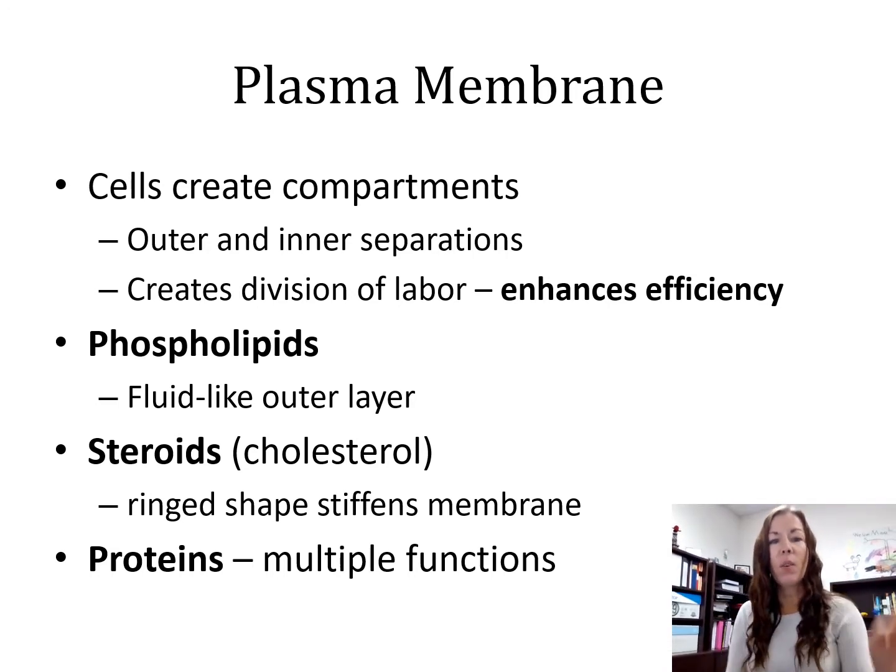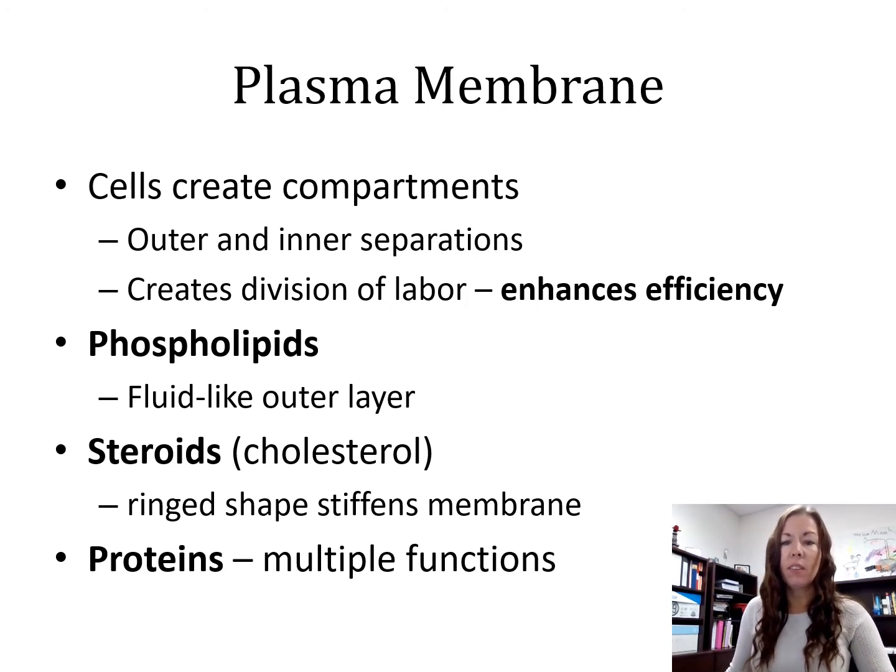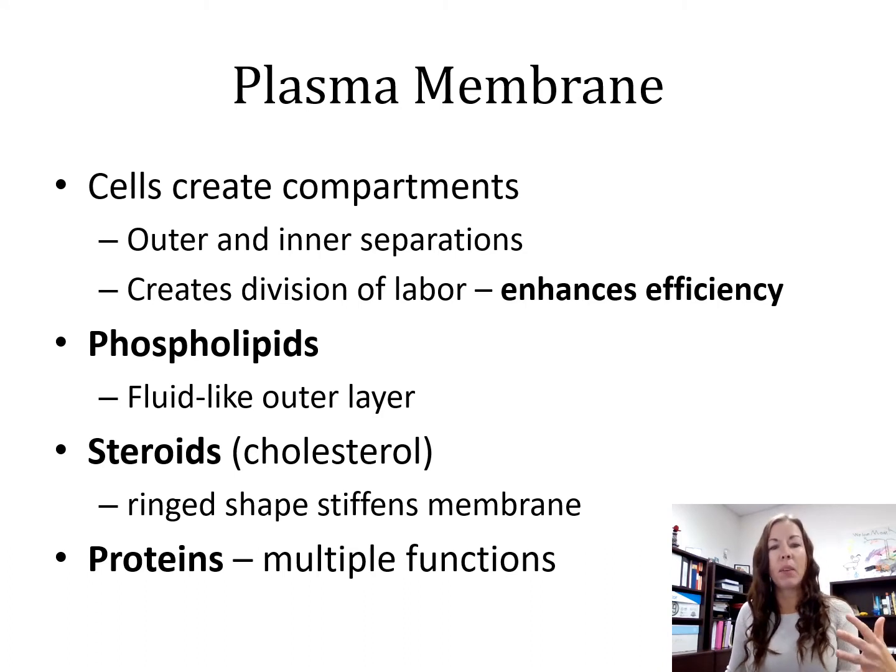So if you recall, when we talked about chapter 3, we mentioned phospholipids because we were talking about lipids, and then also we talked about steroids and proteins as well. So all of those are big major components of the plasma membrane.